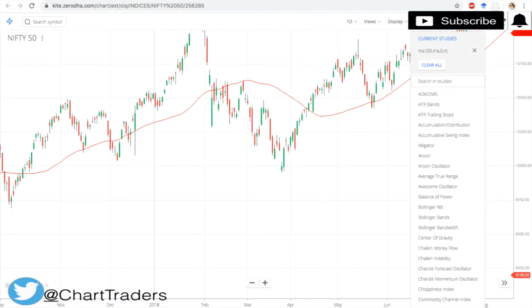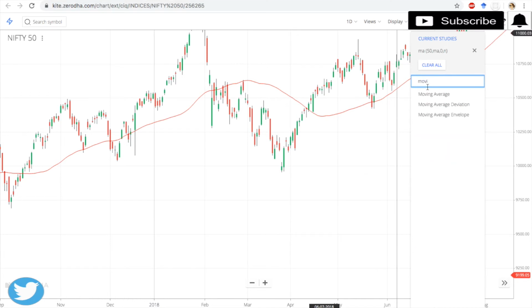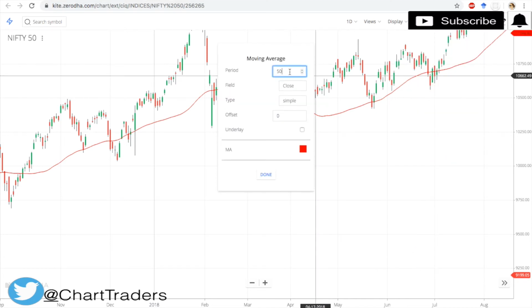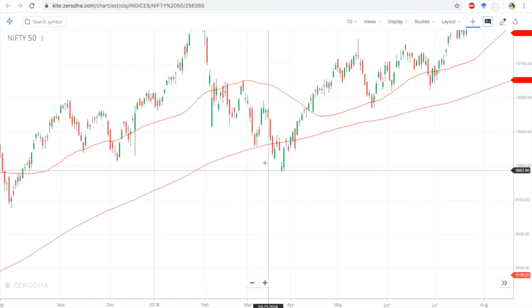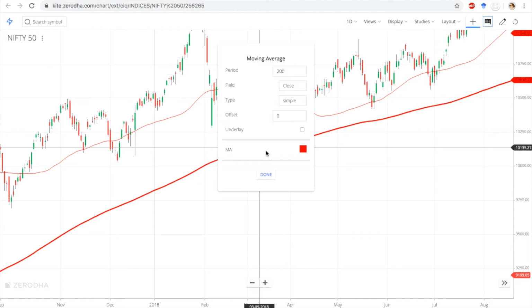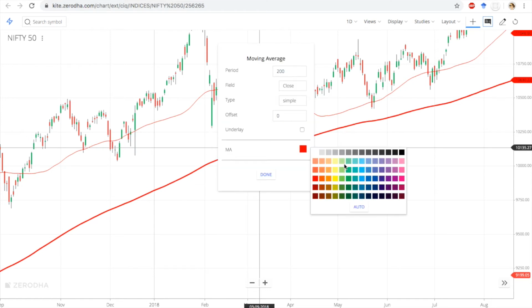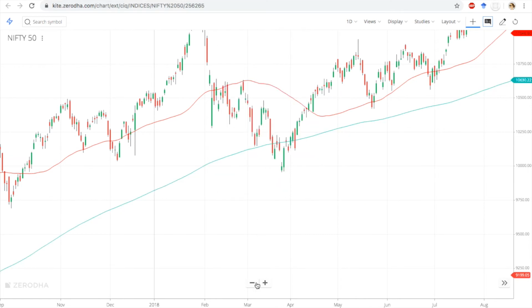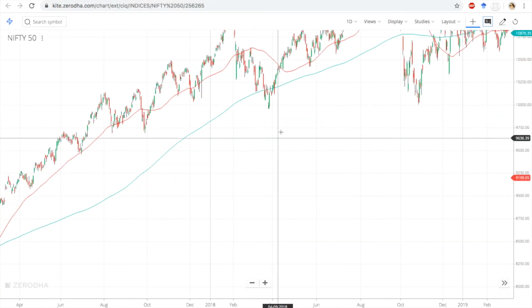Now you can see sometimes even the price went down below the 50-day moving average and again went up. So in order to handle that, you can add one more moving average, that is a 200 or 100. We will take the 200-day moving average and make it green.